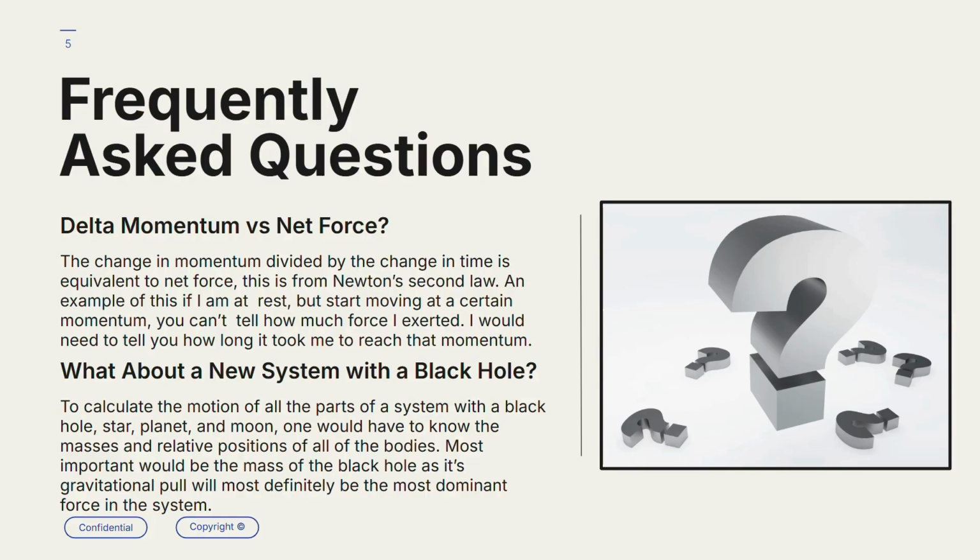Now, what about a system with a black hole, star, planet, and moon? What do we need to know to find their positions and see how they would react with each other? Well, we need the masses of all of these and the relative positions in relation to one another. Most importantly, though, we would need to know the mass of the black hole because a black hole having such a massive mass means that it will most likely have the most dominant force on the star, the planet, and the moon, just due to its sheer mass.